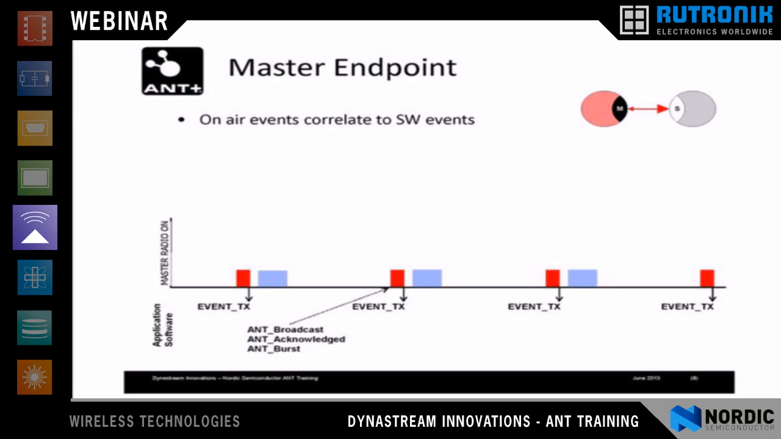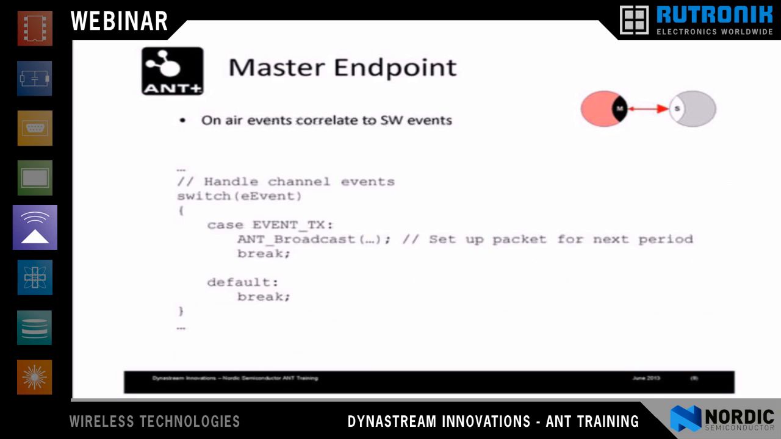So on the receive, or I should say on the master, every time you send a transmit, you'll see an event message come back. So you'll know that you had a TX, and your application will know that the message was sent. In the case of a broadcast, you don't expect to see anything back. In the case of acknowledgement, you would see an ACK come back as an event, and in a burst, you would have a request to send the next packet.